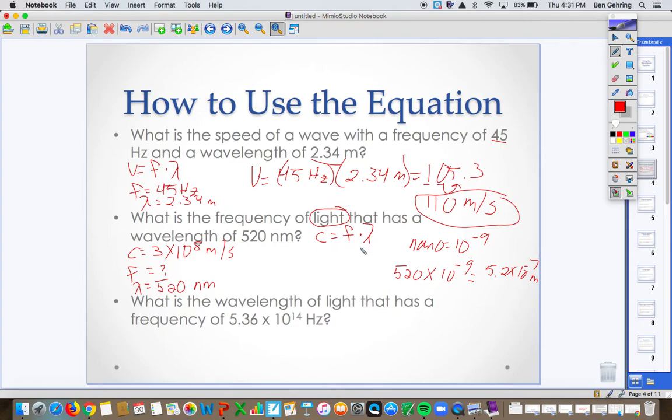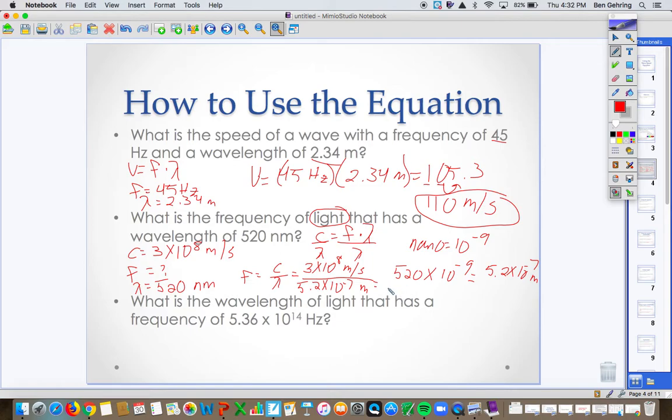I know if I divide both sides by wavelength, I get frequency equals c over lambda, speed of light over wavelength. That's going to be 3 times 10 to the 8th meters per second divided by 5.2 times 10 to the minus 7 meters. And my frequency is going to be 5.77 times 10 to the 14th.